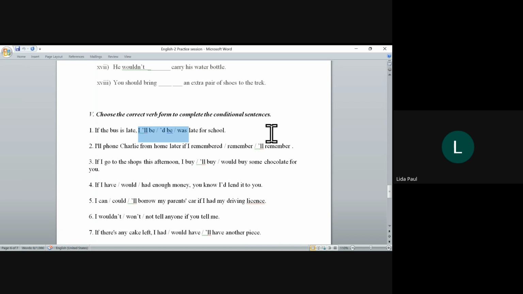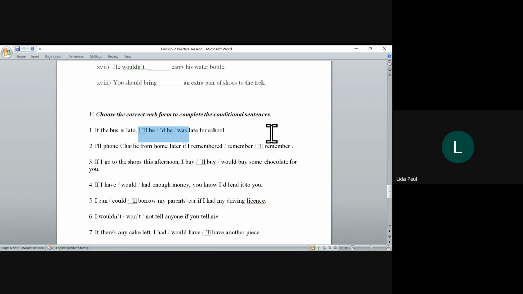Fourth one, if I had enough money, I would lend it to you. Had. If I had enough money, right? Simple past tense with would is your second conditional, right? If I had enough money, I would lend it to you, right?